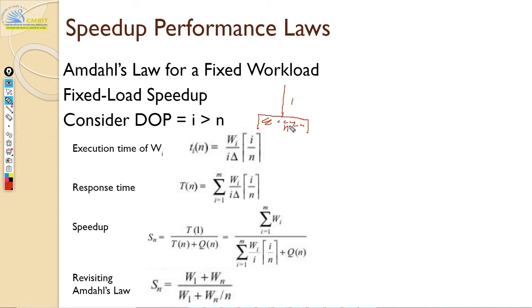It's a simplistic law, right? Either you have a sequential part, so alpha percentage of time you have a sequential part, and 1 minus alpha percentage of time you have a completely parallel part. That's why you have only two cases here, w1 and wn. If you substitute that in this formula, you get the new speedup formula which reflects Amdahl's law: w1 plus wn divided by w1 plus wn by n. You just have to rearrange this equation.